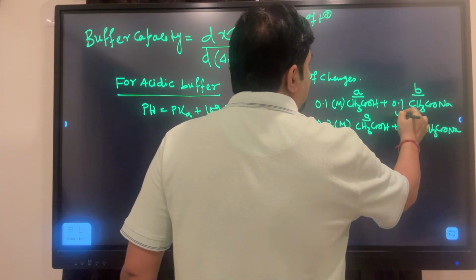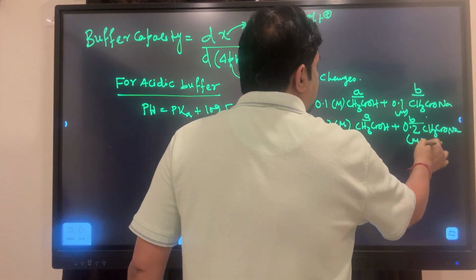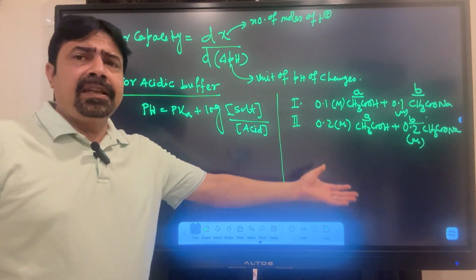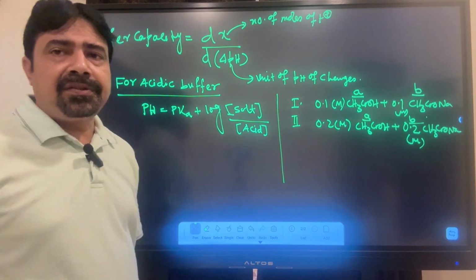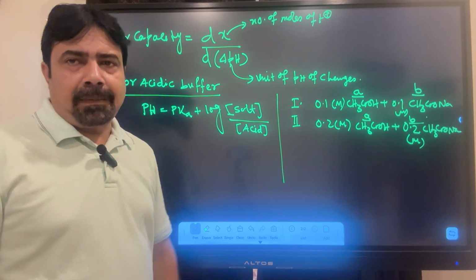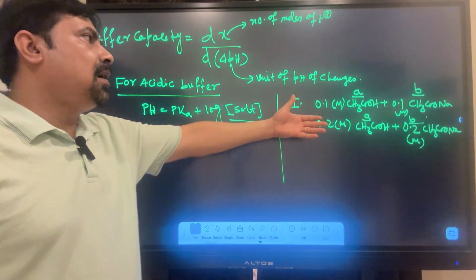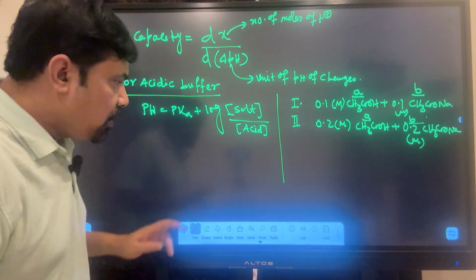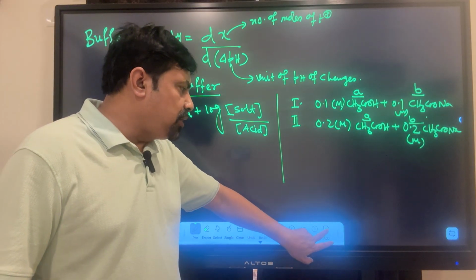Here also this is 0.1 molar, here also this is 0.2 molar. Now let us look at how we can get that idea which buffer has a more buffer capacity. In case of a buffer solution, how can I explain that phenomena? Now to explain that, what needs to be done?